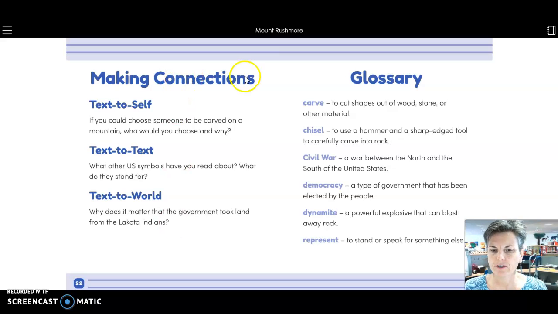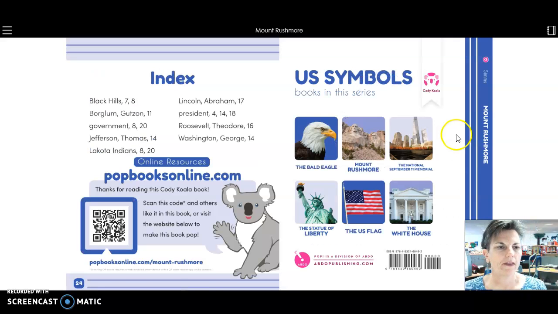So, and there's our glossary, and those were the words that were colored in bold that we could click on, kind of clumsily, but it worked. And there's our index where we could look up these things and people. And then I like this. You know how we were just naming U.S. symbols a couple of minutes ago? Well, look, here's some other books in this series.